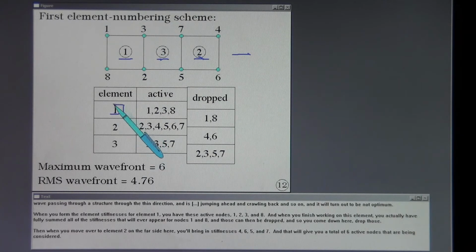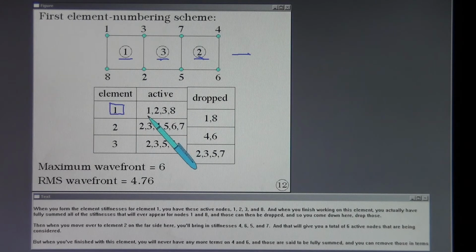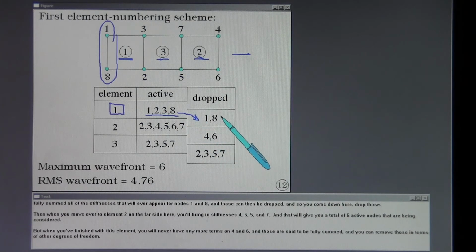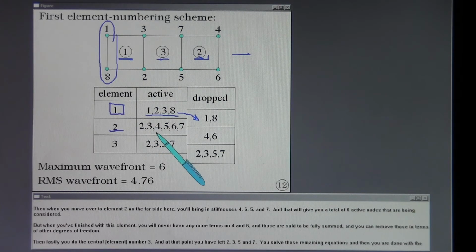When you form the element stiffnesses for element 1, you have these active nodes, 1, 2, 3, and 8. And when you've finished working on this element, you actually have fully summed all the stiffnesses that will ever appear for nodes 1 and 8, and those can then be dropped. And so you come down here, drop those. Then when you move over to element 2 on the far side here, you'll bring in stiffnesses 4, 6, 5, and 7, and that will give you a total of 6 active nodes that are being considered.